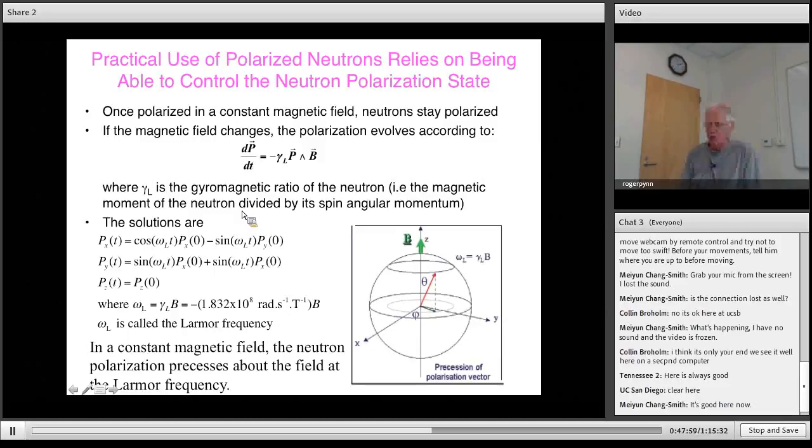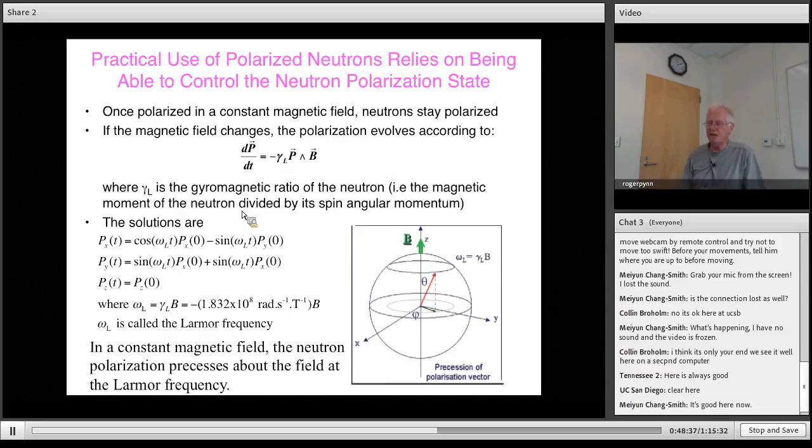So now we've talked about what happens in these scattering experiments. Now I'm going to talk a bit more about polarized neutrons themselves. The practical ability to do these experiments really depends upon your ability to control the neutron polarization state. So the first thing to know is that once you have a neutron that's polarized in a magnetic field, as long as you don't turn the field off, the neutron is going to stay polarized.